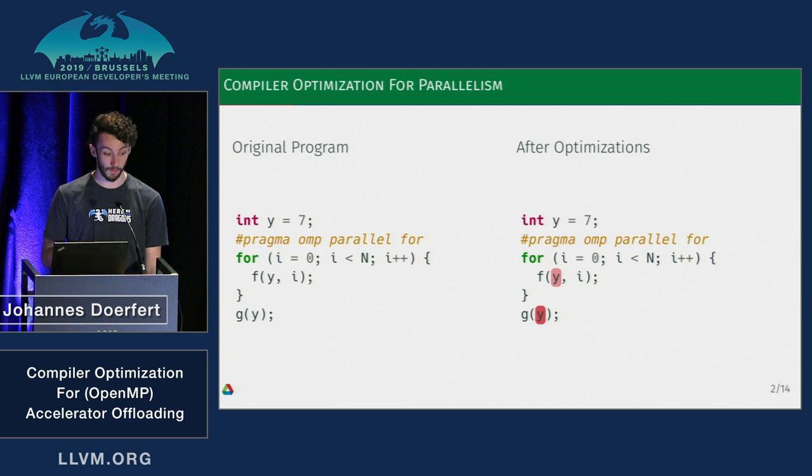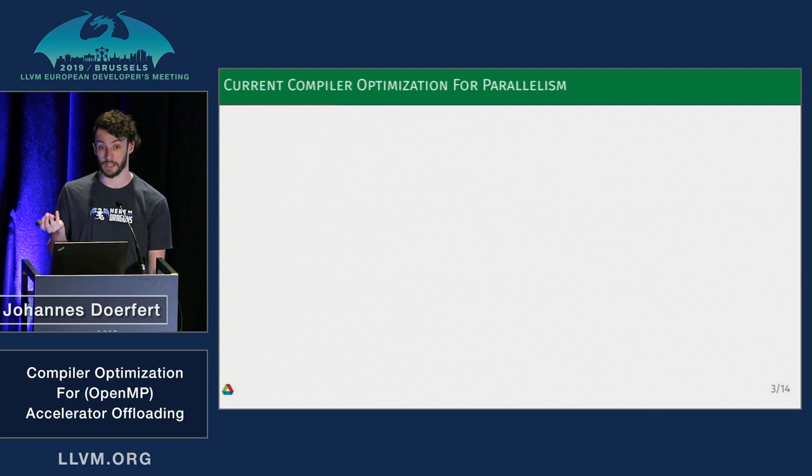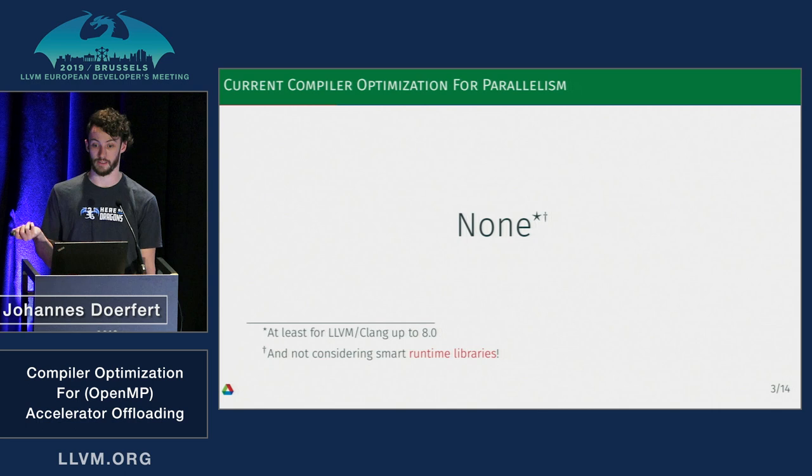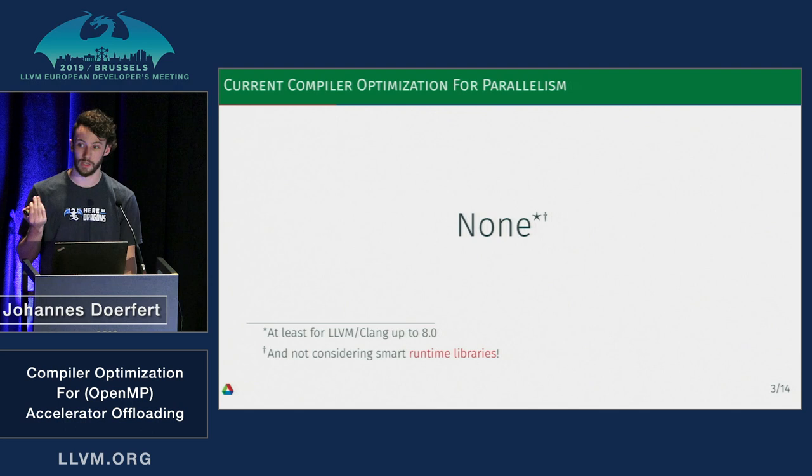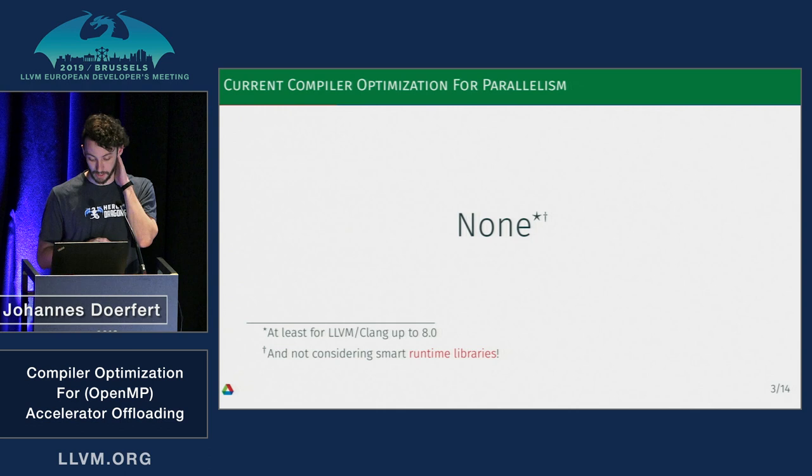So what do we currently get for parallel-related optimizations? And the answer is, unfortunately, we don't get anything from the compiler. LLVM Clang doesn't give you parallelism-specific optimization. So your parallelism is not only not optimized, it's actually preventing optimizations that would otherwise happen. I'm not talking about runtime libraries here, and I'm talking about up to LLVM 8.0, because we have some stuff in there now. But let's go on, and I will let you know what.